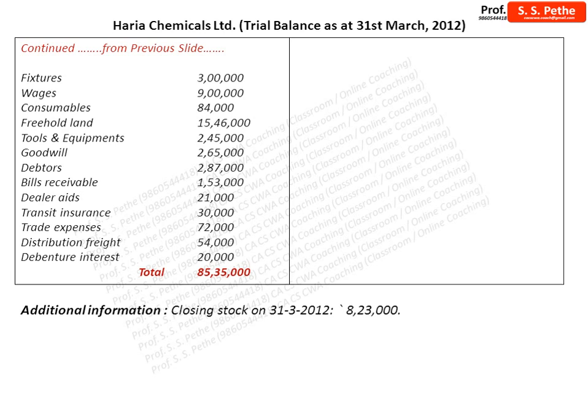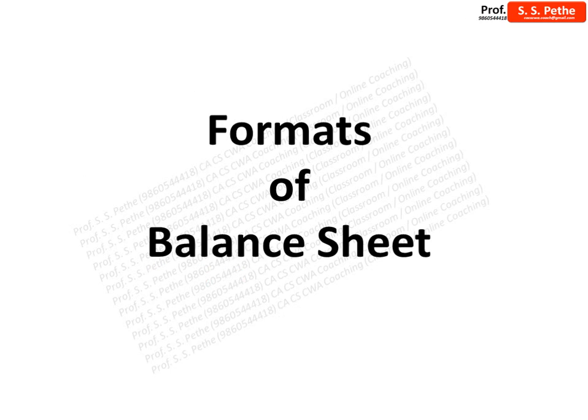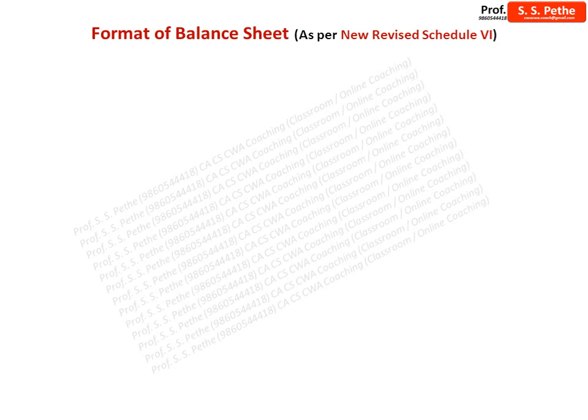This is additional information. Remember, whatever items are given in the trial balance, you just have to give one effect of that, and whatever information is given in the additional information, you will have to give two effects of those additional information items. We will see later on completely all these things. Before we start to solve this question, let's see the format of balance sheet as prescribed under Schedule 6 of the Companies Act. Format of balance sheet is as follows.